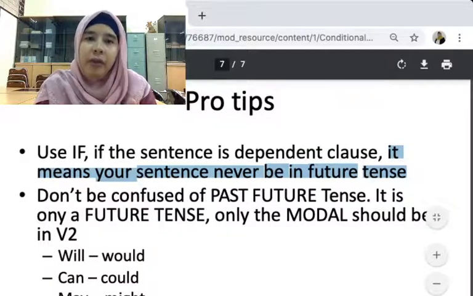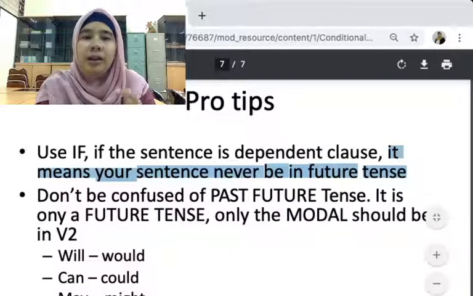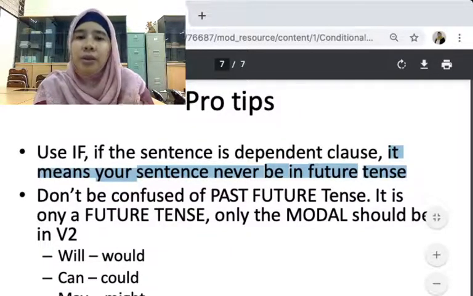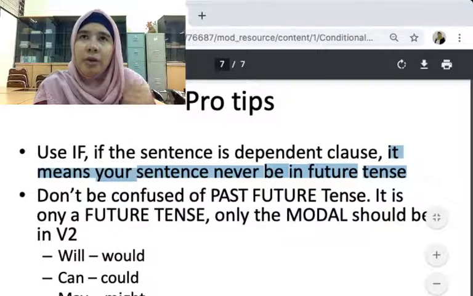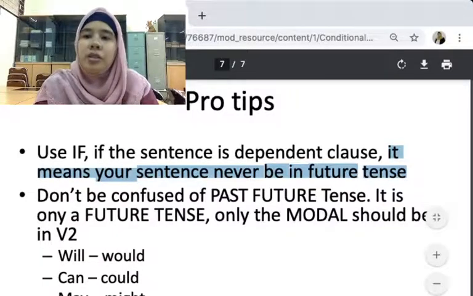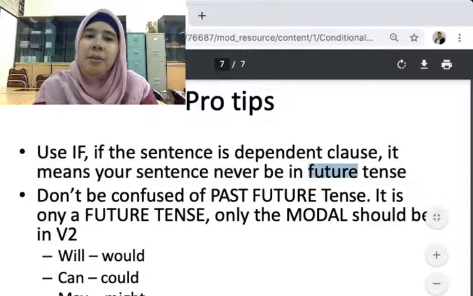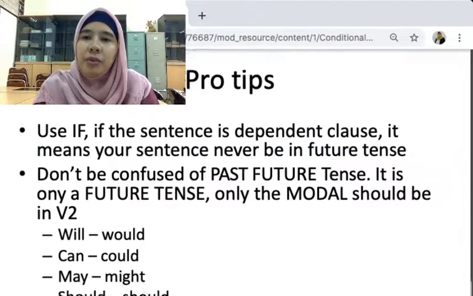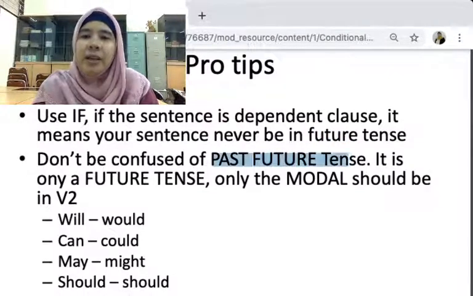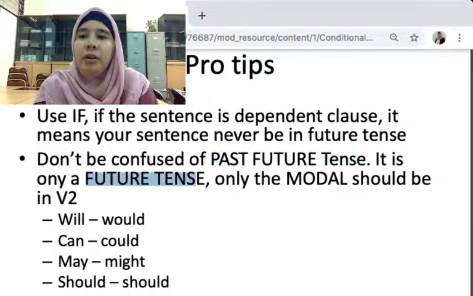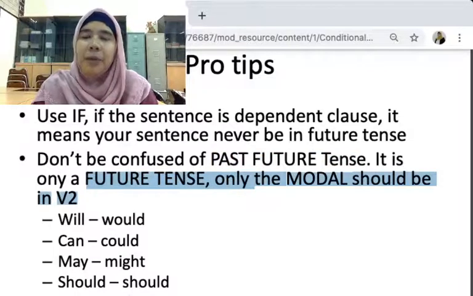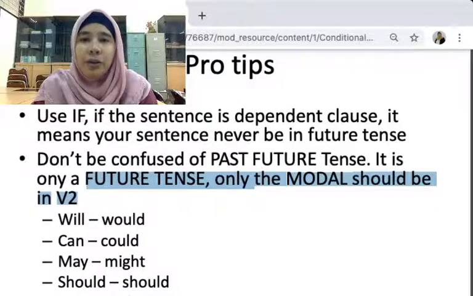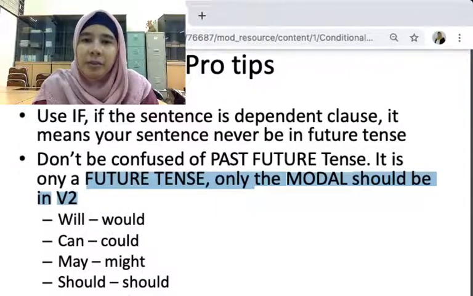Okay, that's the if. And if should be the dependent clause, meaning it cannot stand alone. It must be accompanied by a main clause in the form of future tense. It can be simple future, or past future perfect. Next, don't be confused by past future tense. It is only a future tense, only the modal should be in the verb to. Past future tense is also included in future tense, but the only difference is from the ordinary future tense.